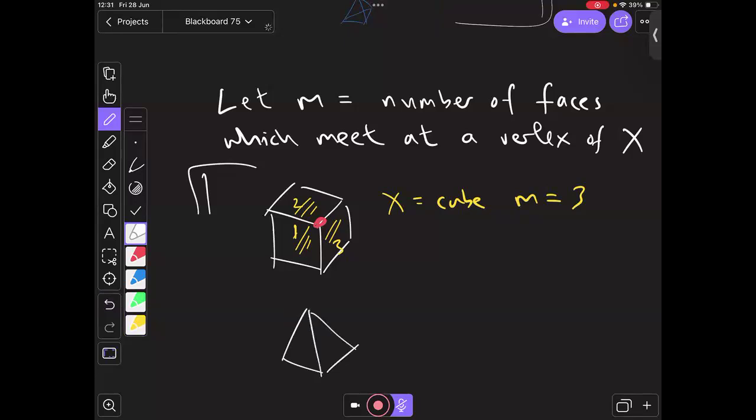So we take a square base and we put one on top of the other like this, right? So if you look at this particular vertex, you have how many faces? 1, 2, 3, 4. So X is the octahedron. The octahedron, remember, is 2 square-based pyramids on top of each other. Then M would equal 4. Does that make sense?